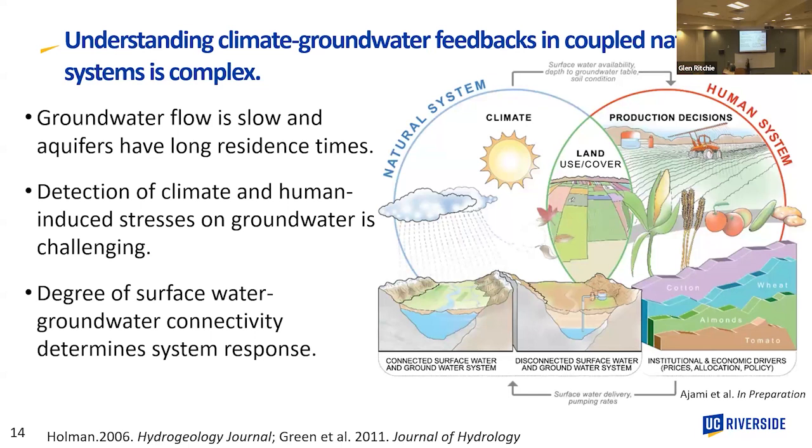Therefore, it is very difficult to separate the impact of climate from land use activities, particularly in these coupled natural human systems. Why is it difficult to detect the impact of climate on groundwater? First of all, we can't see the groundwater system. Even if we have observation wells, groundwater flows very slowly. Therefore, aquifers have a very long residence time, and it takes time for any change on the surface to propagate to the subsurface. And unfortunately, we don't have a good understanding of how long it takes, for example, for droughts to propagate to our groundwater system.